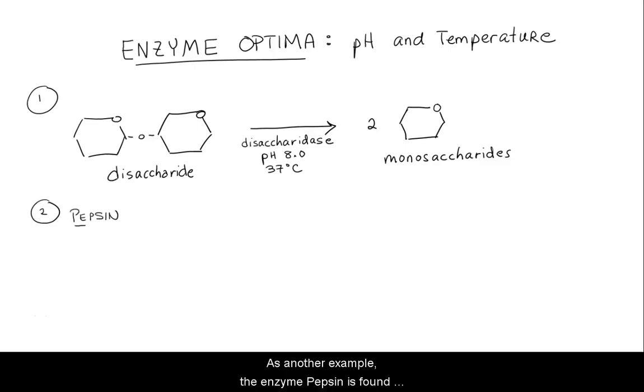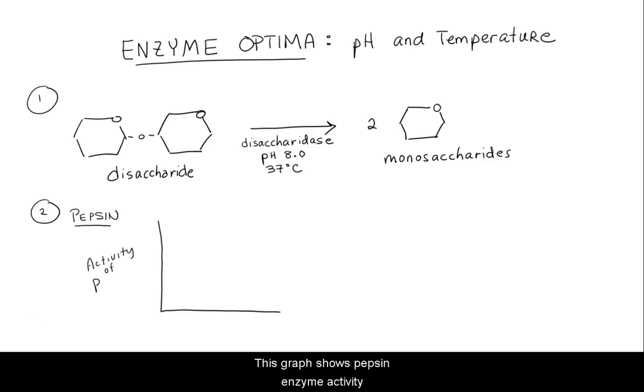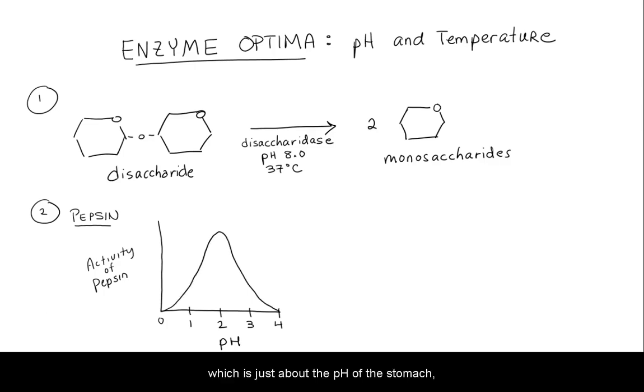As another example, the enzyme pepsin, which digests protein, is found in the acid stomach, where there's a lot of hydrochloric acid. This graph shows pepsin enzyme activity at different pH values. And you can see that the activity of pepsin peaks at about 2.0, which is just about the pH of the stomach due to the presence of stomach acid. What temperature do you think pepsin functions best at? If you said body temperature, you would be correct because pepsin is found in the human body, which is 37 degrees Celsius.